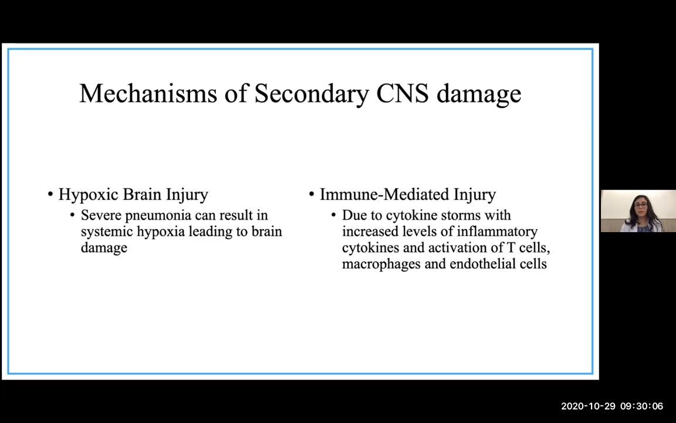Or, as we said, immune-mediated injury, which is due to cytokine storms with increased levels of inflammatory cytokines and activation of T cells, macrophages, and endothelial cells. So what happens is there is release of interleukin-6, there is vascular leakage, activation of the coag cascade, and as we commonly know, these patients suffer from DIC and eventually end organ damage.